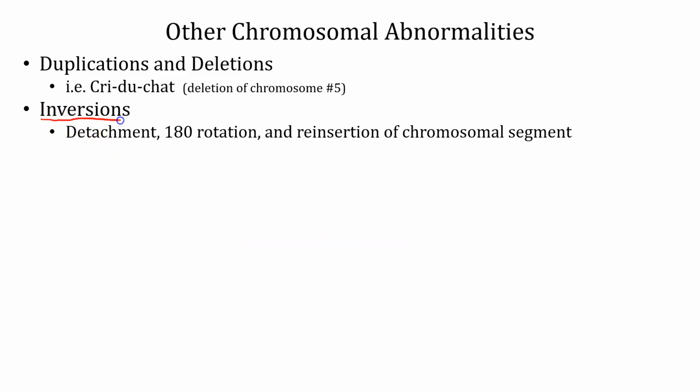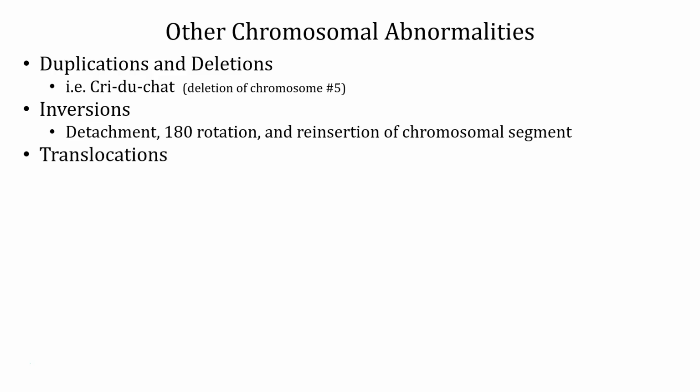Some of these can be more detrimental than others, depending on if the break happens right in the middle of a gene or not. If the break happens totally in between two genes or encompasses an entire gene but is not halfway through a gene, then it's not going to be as likely to cause as many abnormalities.